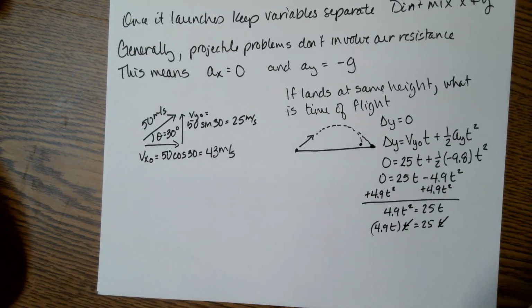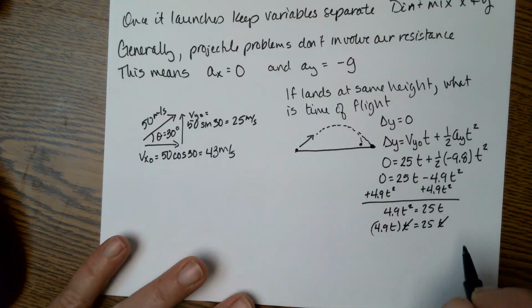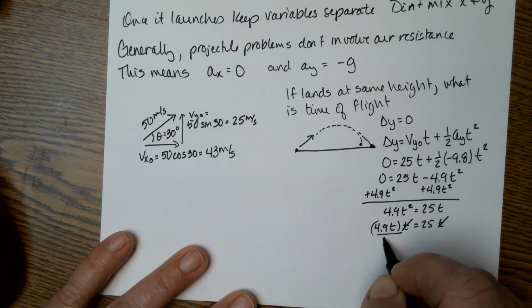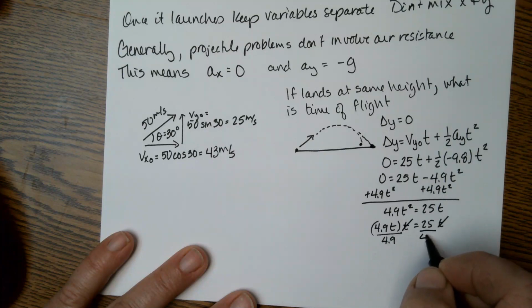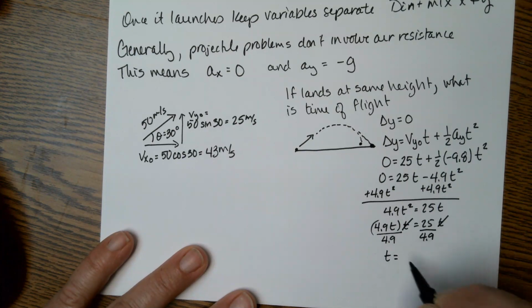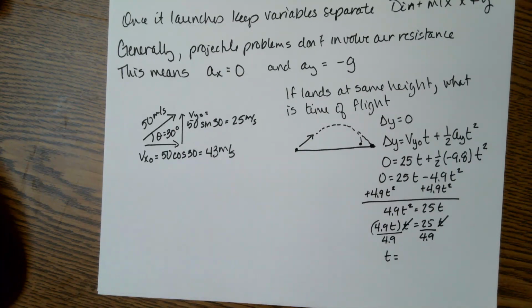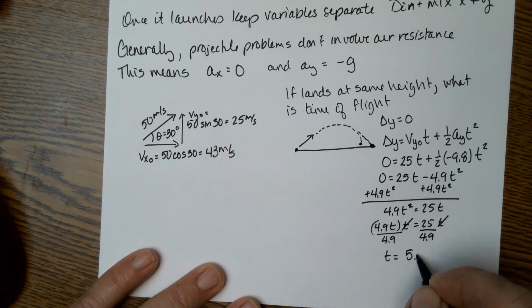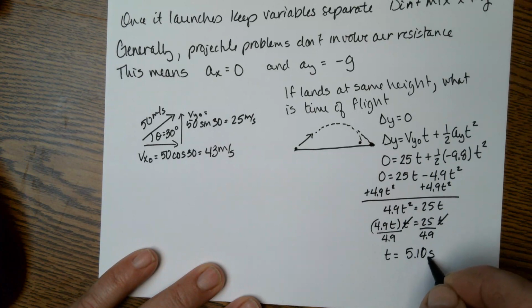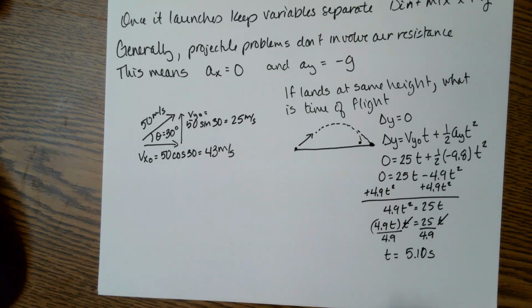So that's what I'm doing when I'm canceling this out. I'm taking that first solution out. There are 2 solutions to this equation. One of them just happens to be 0. So then I get this, and then I divide by 4.9, and I find that my time of flight is 5.1 seconds. So there's my time of flight.